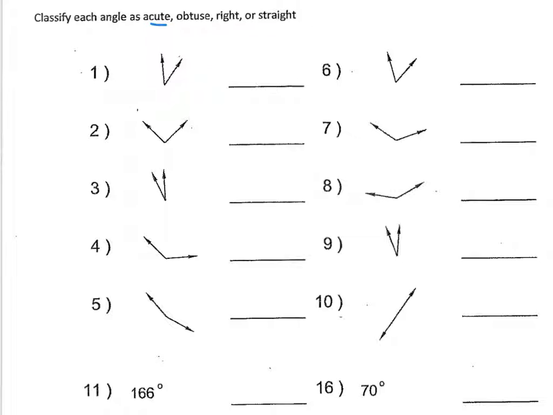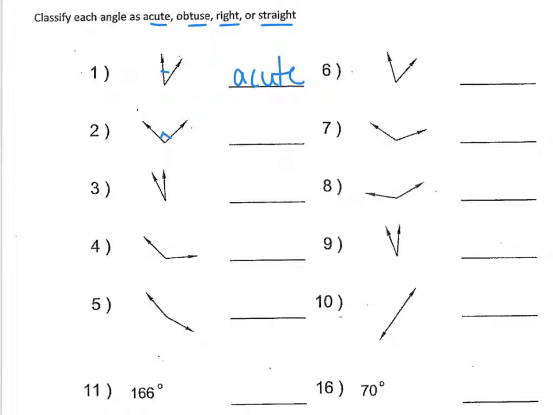All right, the last thing we want to talk about is these words here. Acute is an angle less than 90 degrees. Obtuse is an angle bigger than 90 degrees. Right is an angle that is 90 degrees. And straight is basically a straight line. So if we go through and classify each of these, if you look at number 1, this angle is less than 90 degrees, so this would be acute.